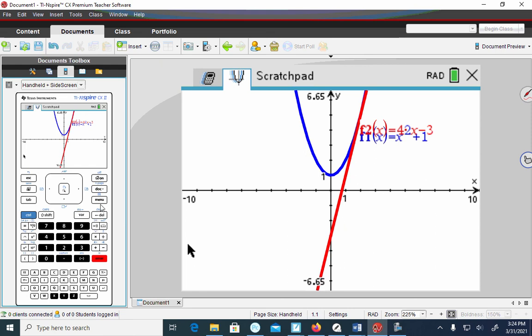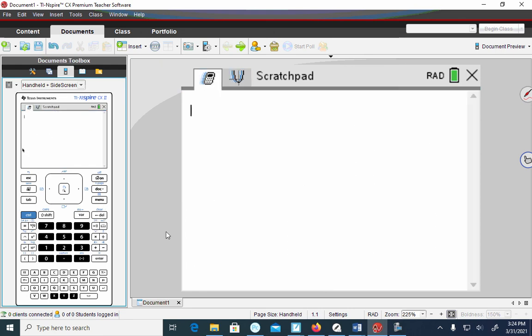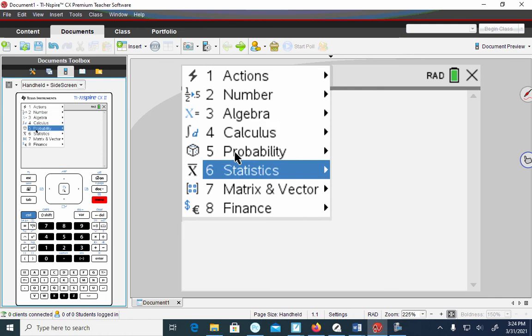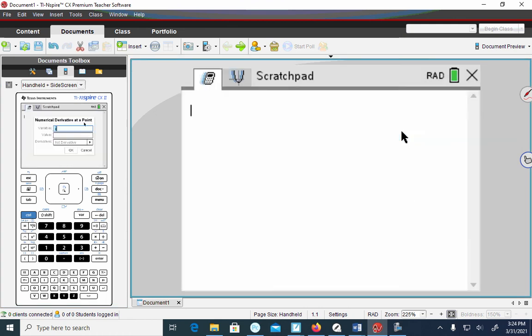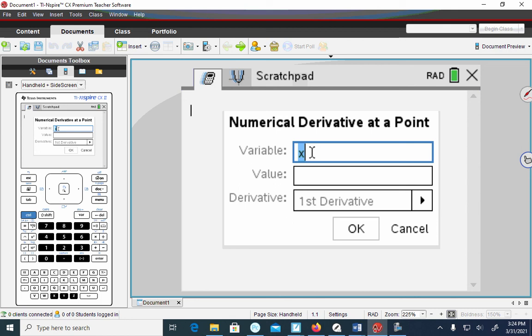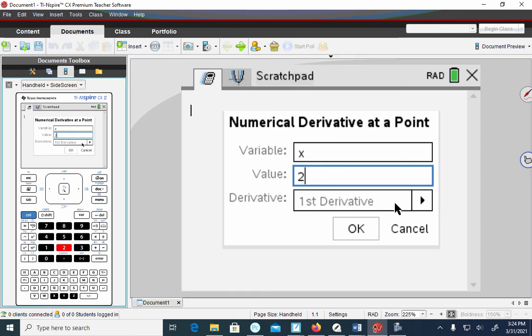Now to use the derivative function at a point on my calculator, I'm going to open a calculator page. I'm going to do menu, calculus, numerical derivative at a point. I'm going to pick that. The variable I'm using is x. My value of x that I want to find the derivative is 2. I want to find the first derivative. We'll talk about higher order derivatives later.